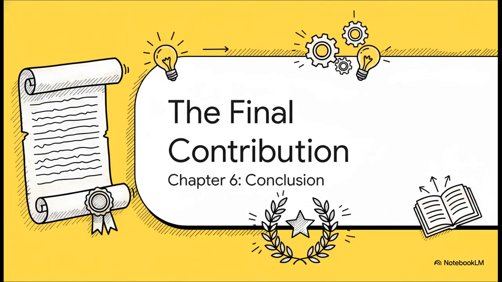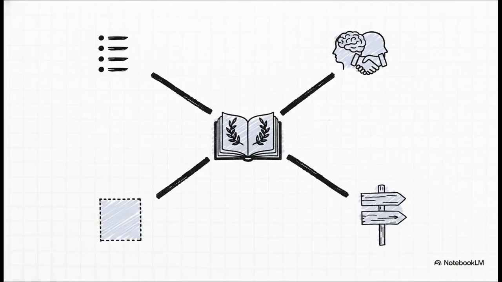And at last we arrive at the grand unveiling. Chapter 6, the conclusion. This is your moment. This is where you step back from the entire structure you've built, synthesize everything, and confidently state your original contribution to your field. So what does a killer conclusion actually do?